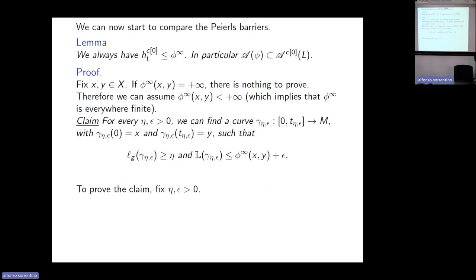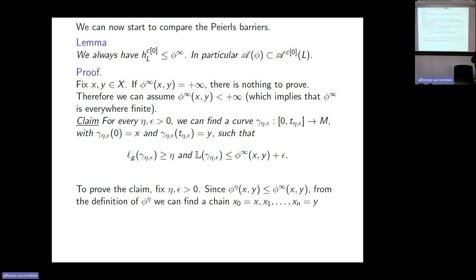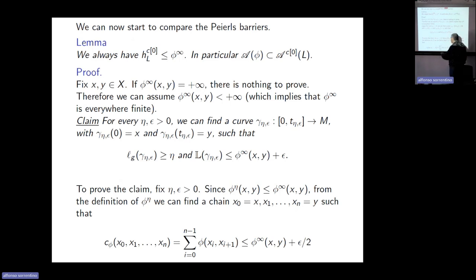Okay, to prove the claim, fix eta and epsilon. Since phi eta of xy is less than phi infinity of xy, from the definition of phi eta, we can find a chain starting at x0 and ending at y, such that the cost of the chain for phi is less than phi eta of xy plus epsilon over 2, and the length of the chain is at least eta. So this is the definition of phi eta.